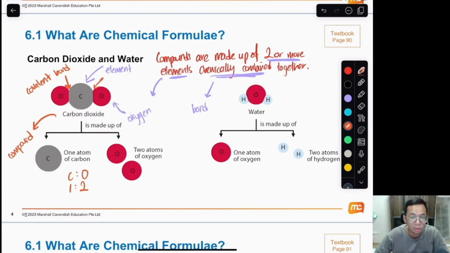Same thing for water. Oxygen is an element and hydrogen is an element. Again, they can be found in your periodic table. Once they are drawn together, there is a bond between them, and since both are non-metal elements, they will form a covalent bond. If I were to put it in ratio, H is to O, it is 2:1, because there are 2 atoms of hydrogen to 1 atom of oxygen. Alright, so let's continue.